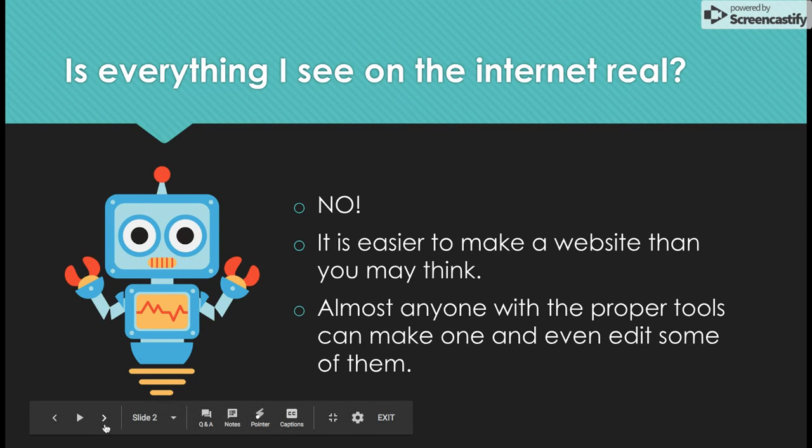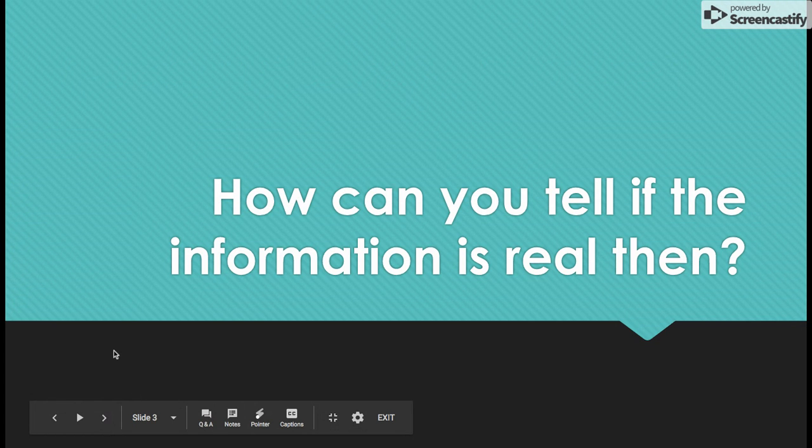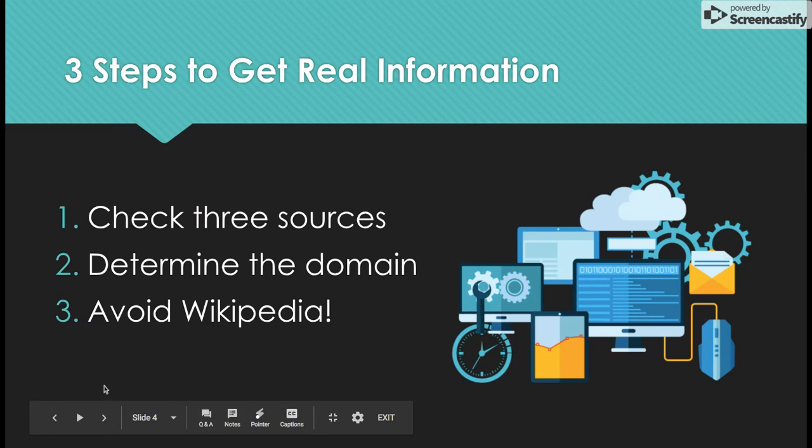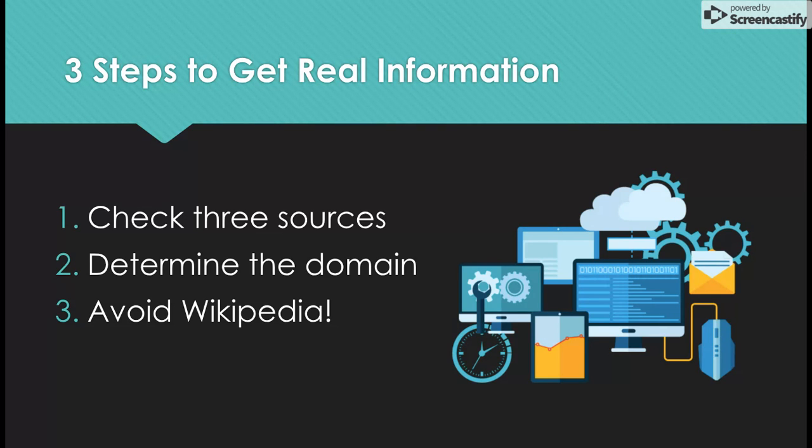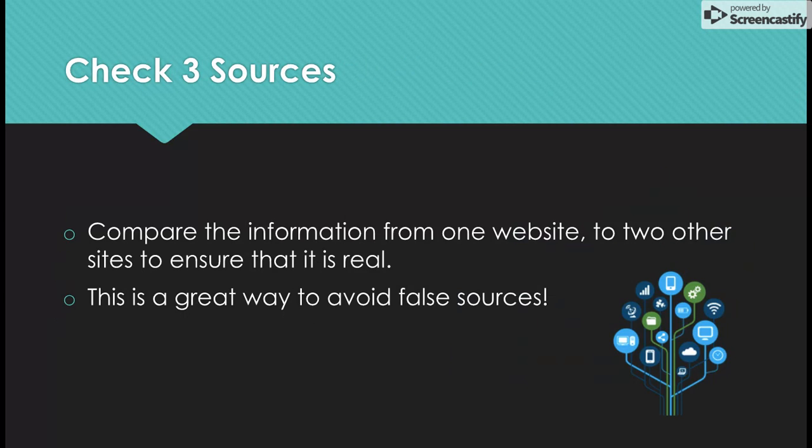in a little bit. So how can you tell if the information is real? There's a few different ways that you can tell, but we're going to look at 3 steps to get real and accurate information. The first is going to be to check 3 different sources, 2, determine the domain, and 3, avoid Wikipedia. We're going to go into a little bit more detail in this on the next slides.